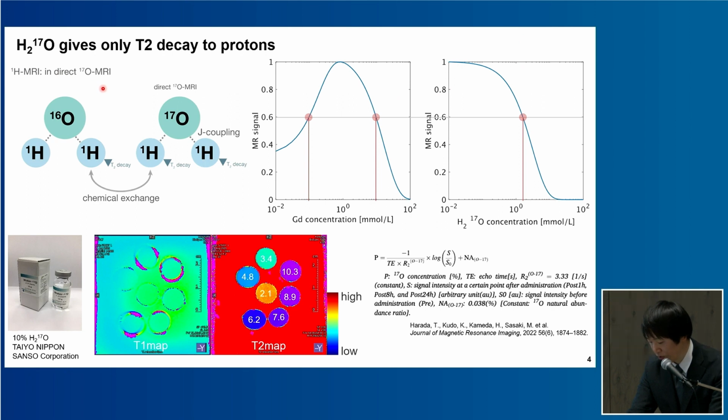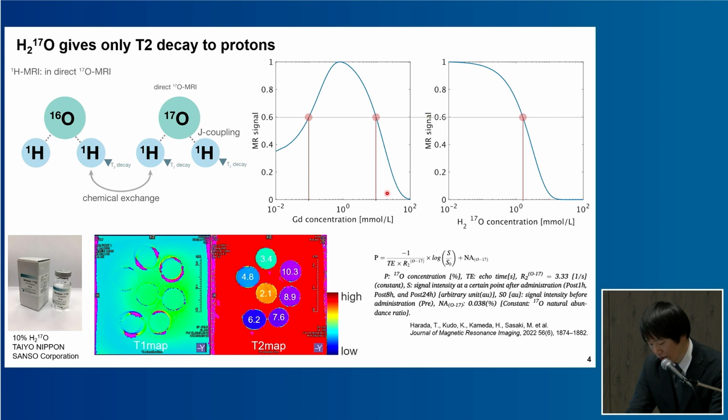Gadolinium and iron contrast agents affect both T1 and T2. This leads to a complicated concentration-dependent behavior of the MRI signal. While low concentrations of these agents mainly enhance the signal due to T1 shortening, higher concentrations lead to signal decrease due to T2 shortening. In contrast, O17 only affects T2.